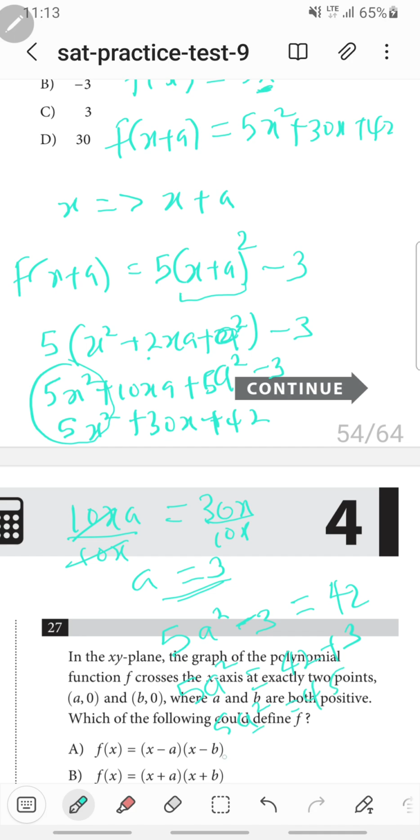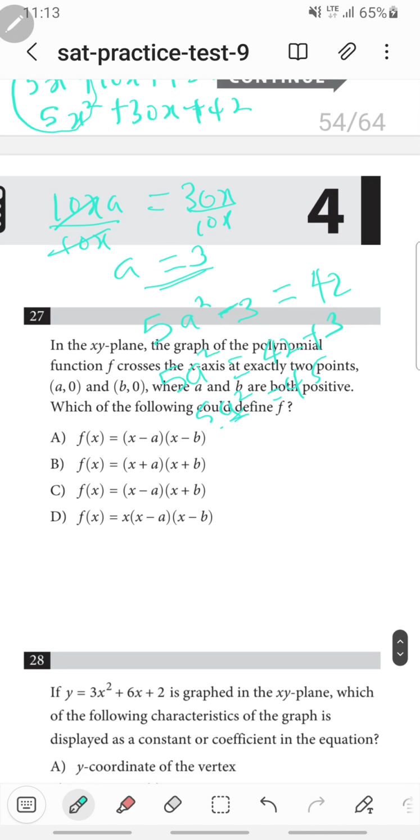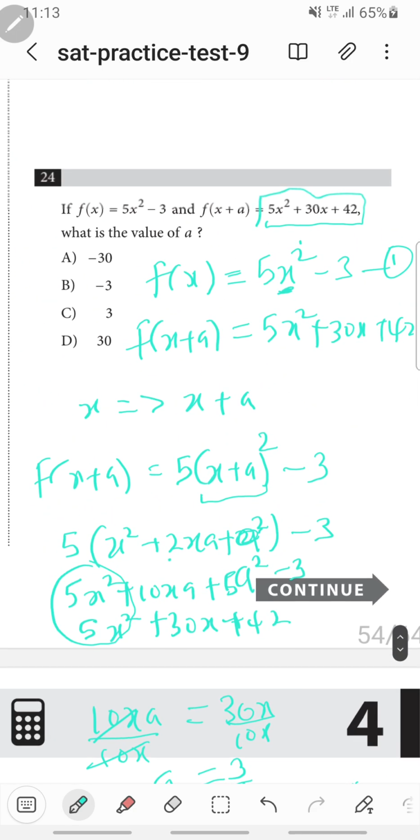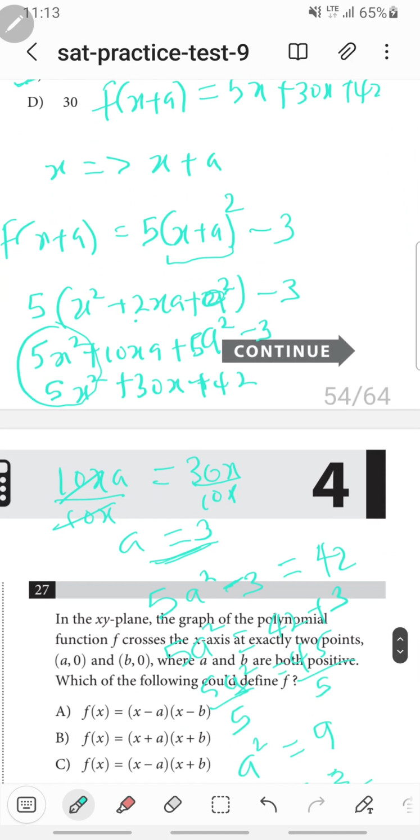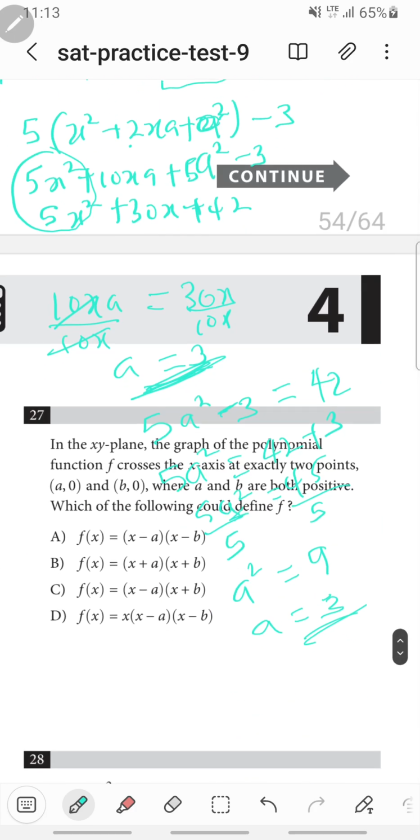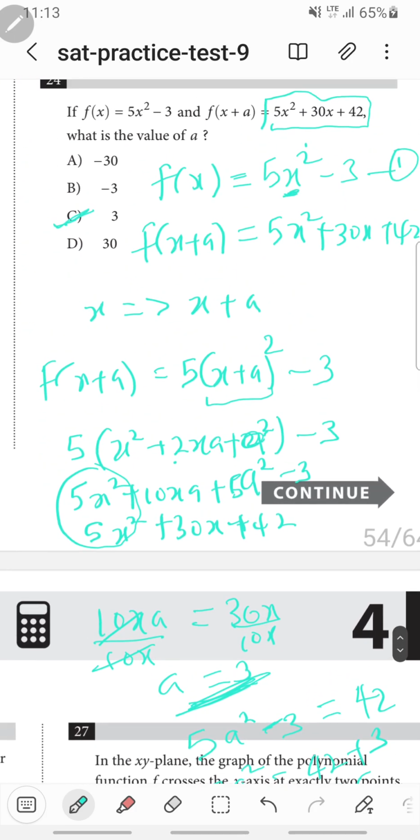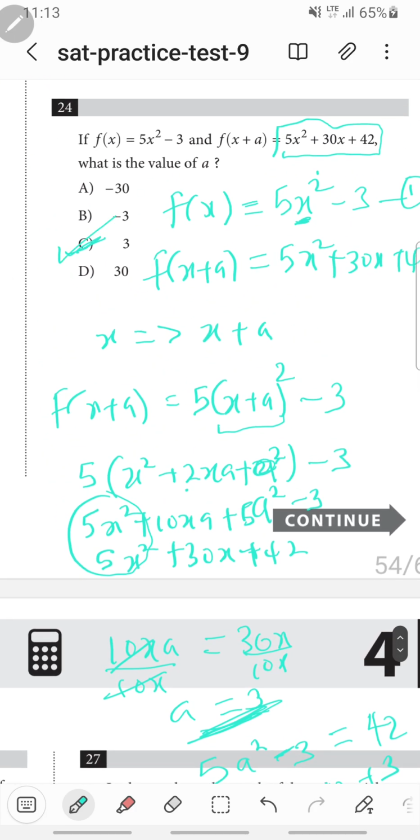Dividing both sides by 5 will give us a squared is 9, and our square root of 9 is 3. So we have two possible answers here, which is plus or minus 3, but the positive value will be chosen because we have solved one that gives us plus 3. So we will discard the negative value. So our option here is option C.